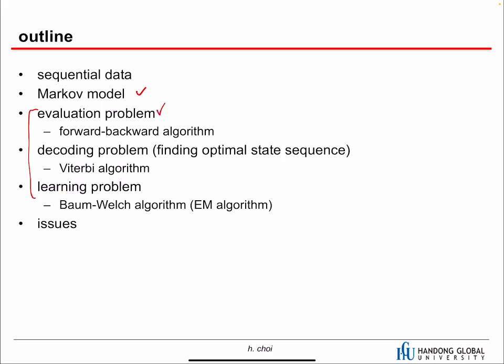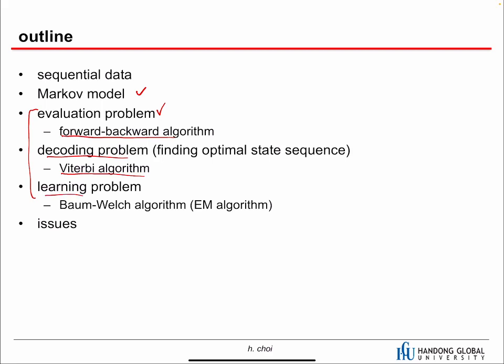The evaluation problem means we have to evaluate the sequence given an HMM. So when we have an HMM, then given a sequence, how likely is this sequence in this model? And we will learn the forward or backward algorithm. And the decoding problem is that when we have observations, what is the best hidden state sequence? We will learn the Viterbi algorithm, and the last one is the learning problem.